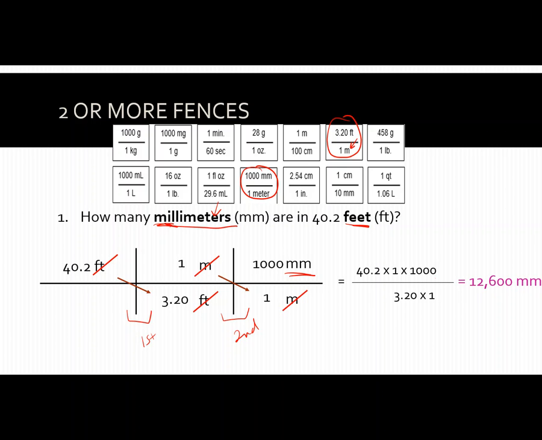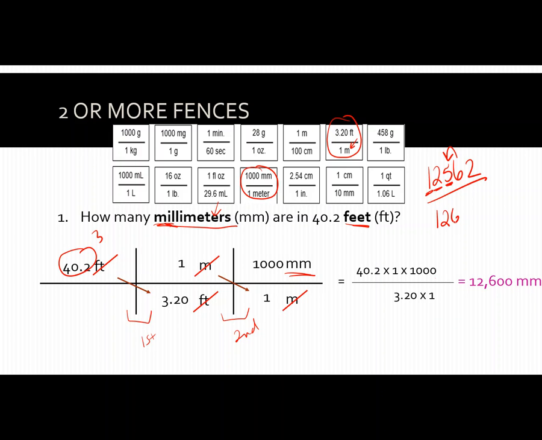So the calculator answer was 12,562. So I'll write that up here, 12,562. This is the calculator answer. I can only have 3 significant figures because that's what my given measurement value started with. So I'm going to keep the 1. I'm going to keep this 2. Now I look to the 5 for rounding. It's going to round up because of the 6.